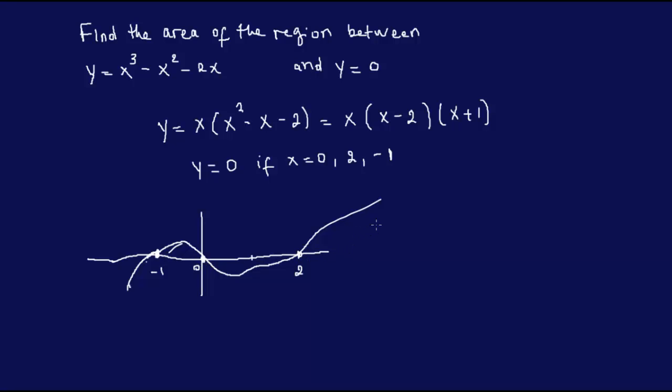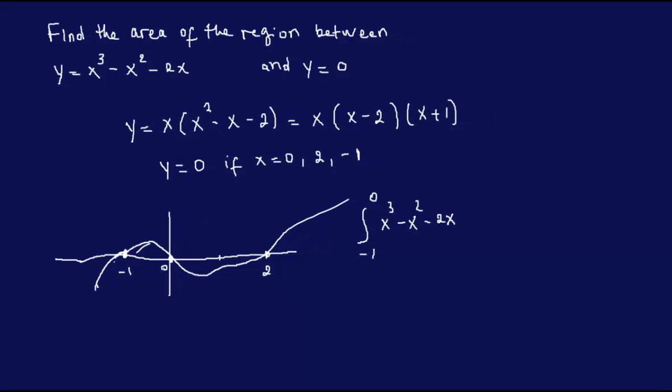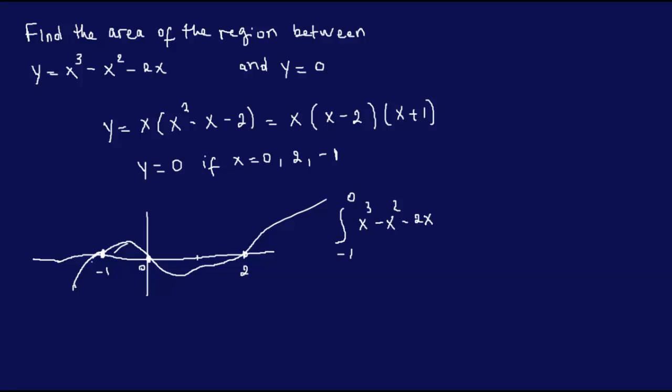So we can take the integral between minus 1 and 0 of that curve, which is x cubed minus x squared minus 2x. Minus, not plus, but minus, remember, is the area between that and y equals 0. Y equals 0 is y equals 0, you know what I mean? You have to picture that mentally in your mind.